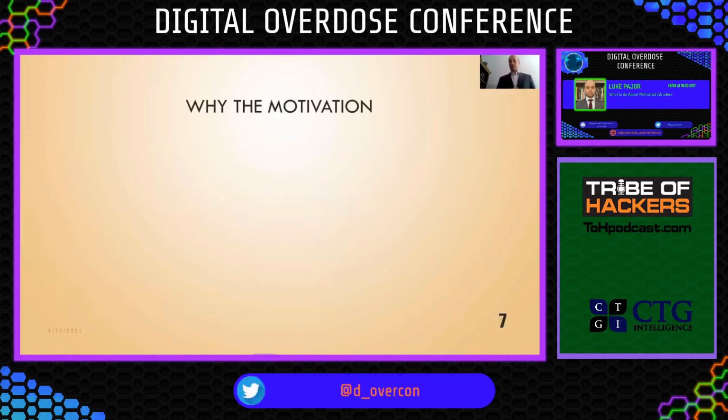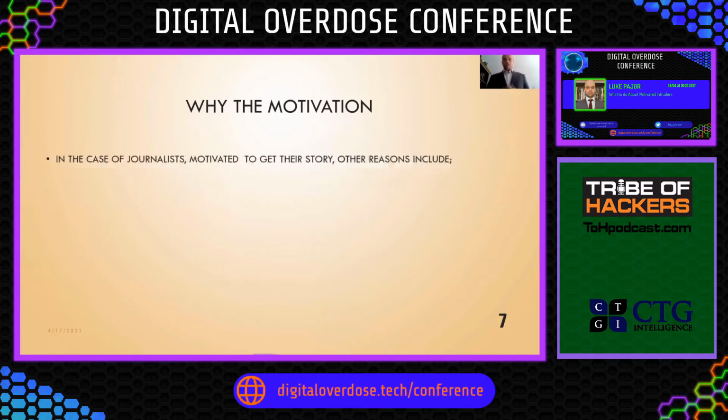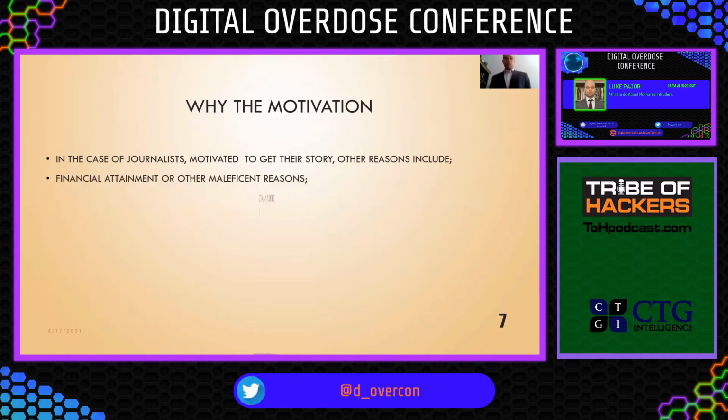So, as I touched upon previously about the motivations of these types of attackers or intruders, why the motivation? In short, in the case of journalists, they're motivated to get their story, the scoop of the century, or something along those lines. And it is their job to bring data to the forefront. We also have, of course, financial attainment or other maleficent reasons.